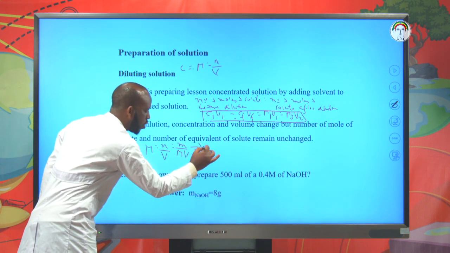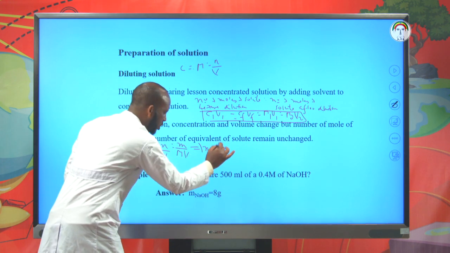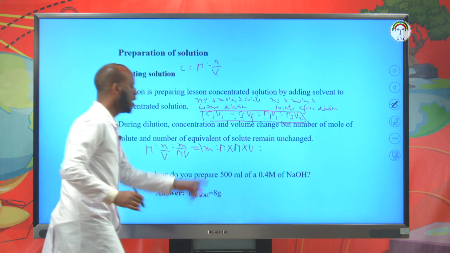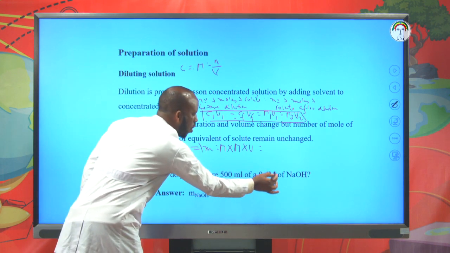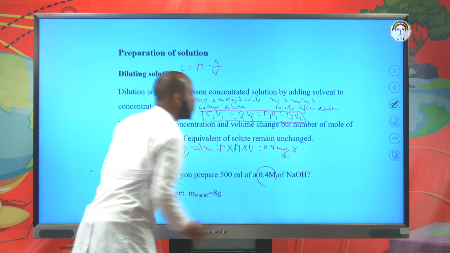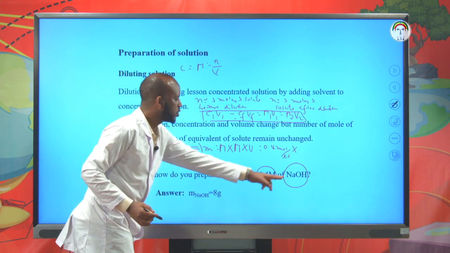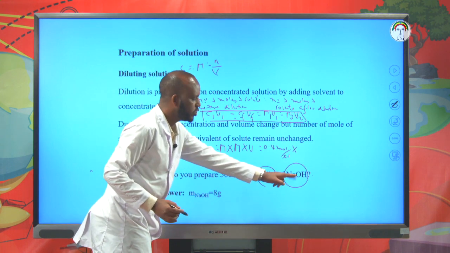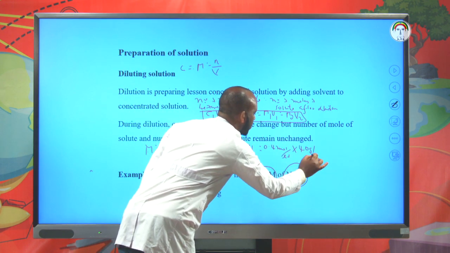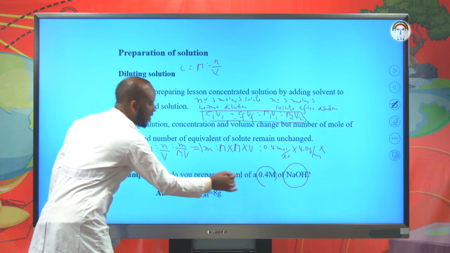mass of the solute, small m, equal molarity of the solution times molar mass times volume. Molarity is 0.4 mole per liter, times molar mass of sodium hydroxide. Sodium, its atomic mass is 23. Hydroxide, oxygen 16, hydrogen 1, total 40 gram per mole, times volume of the solution, 500 milliliter.